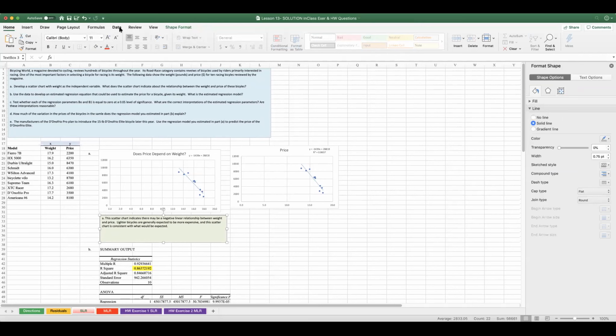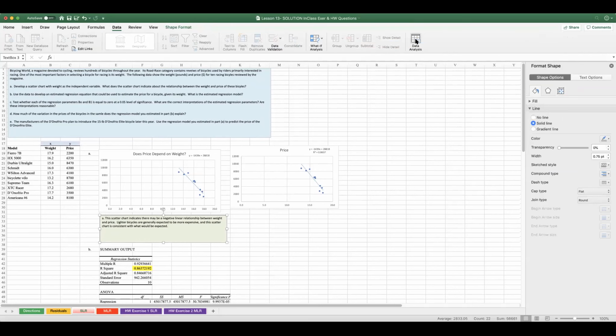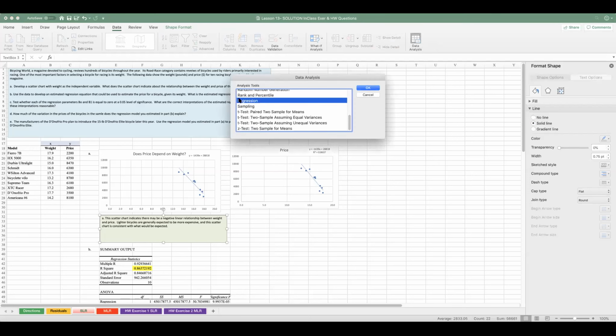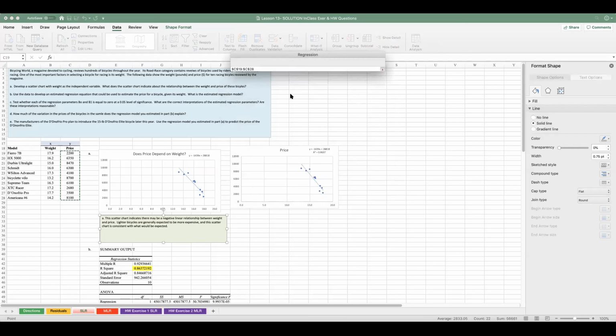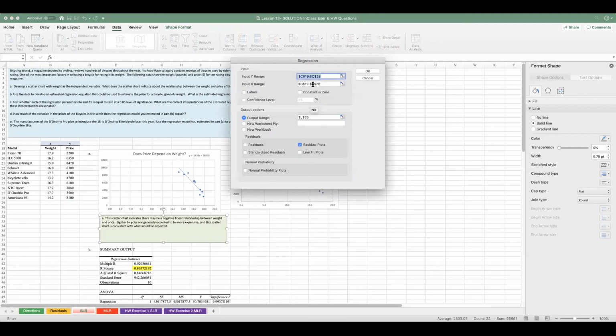So you go to data, you have to use data analysis. We've talked about this before. If you don't see it, you go to file, options, add-ins, and add the data analysis tool pack. So you click that and click regression, you put in your Y range, so that's those values, that's perfect. You put in your X range, so that's perfect.